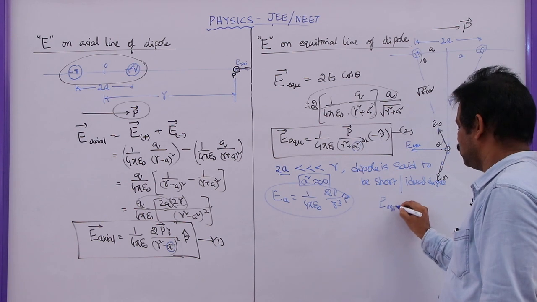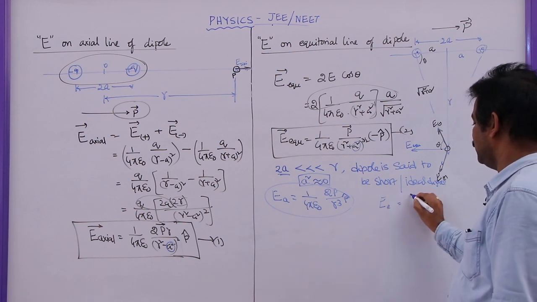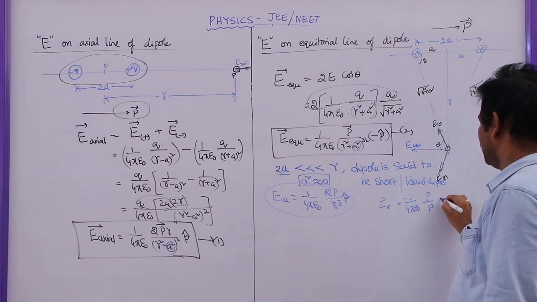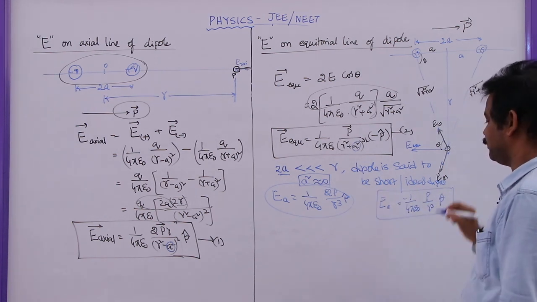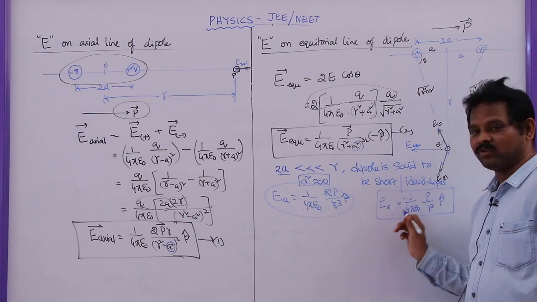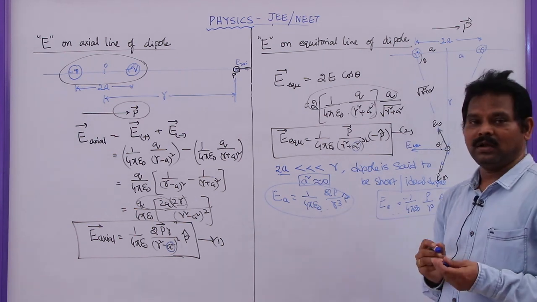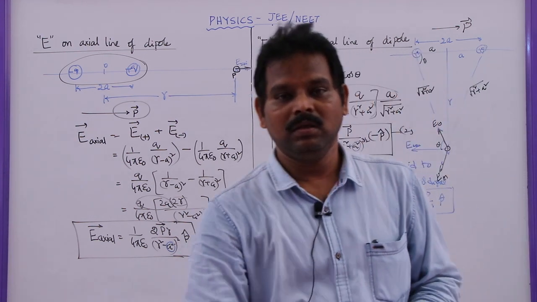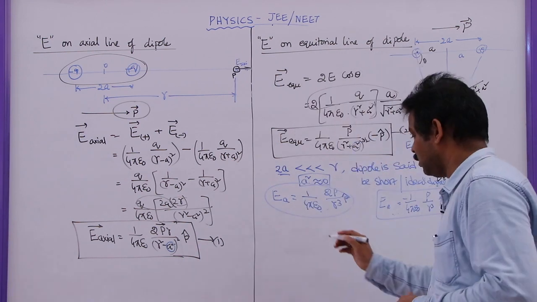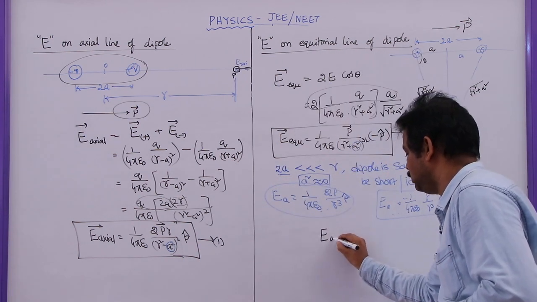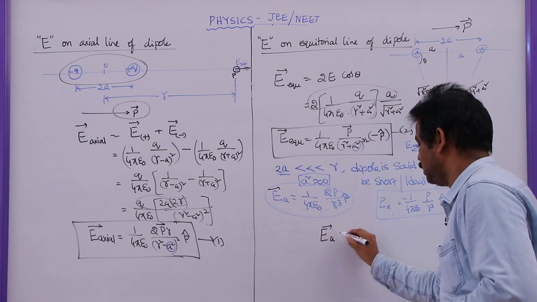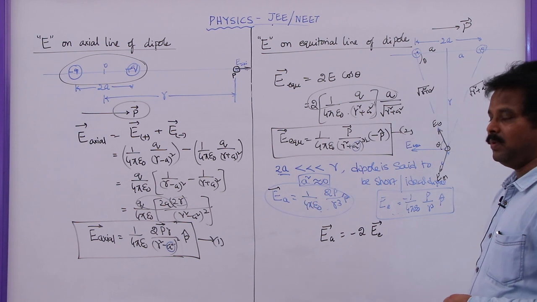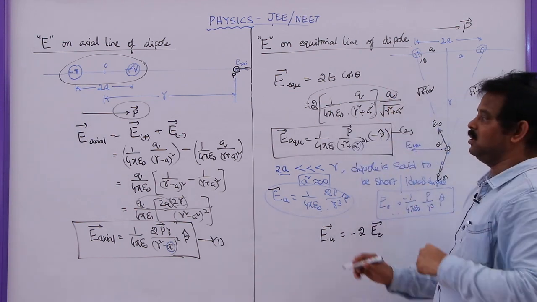So E on the equatorial line is given by E_E, which I will write as minus 1 by 4 pi epsilon naught, P by r cube, P cap. And if you observe these two equations, we can write the relation between the electric field on the axial line and the electric field on the equatorial line: E_A bar is equal to minus 2 times the electric field on the equatorial line. Why? Because the directions are different here.